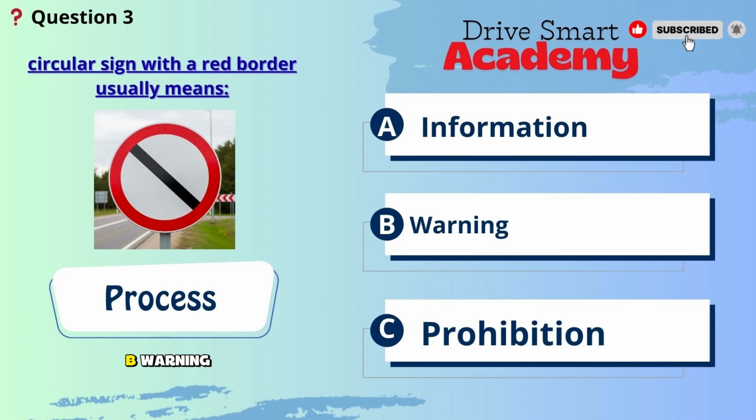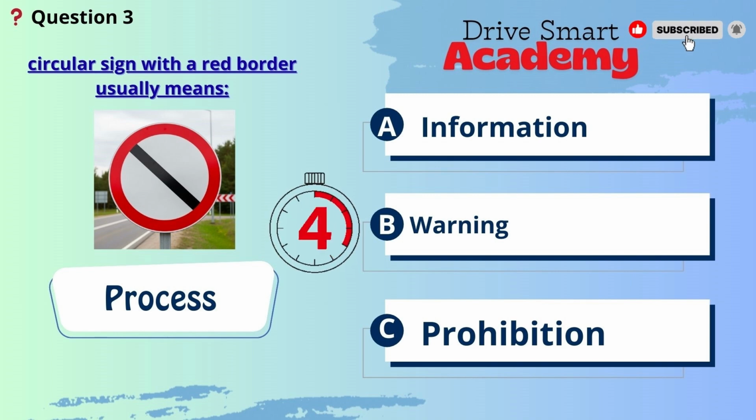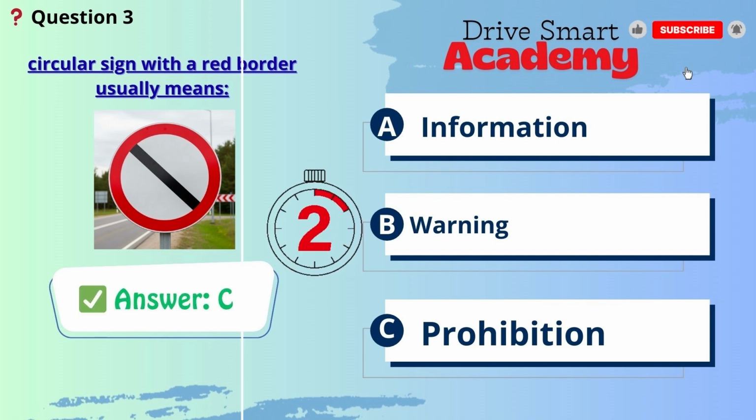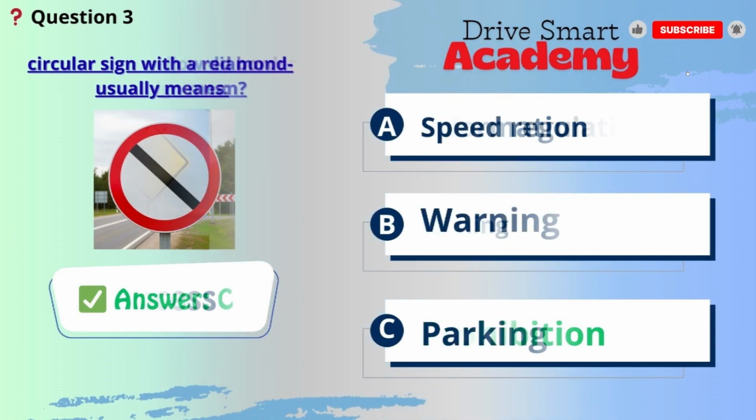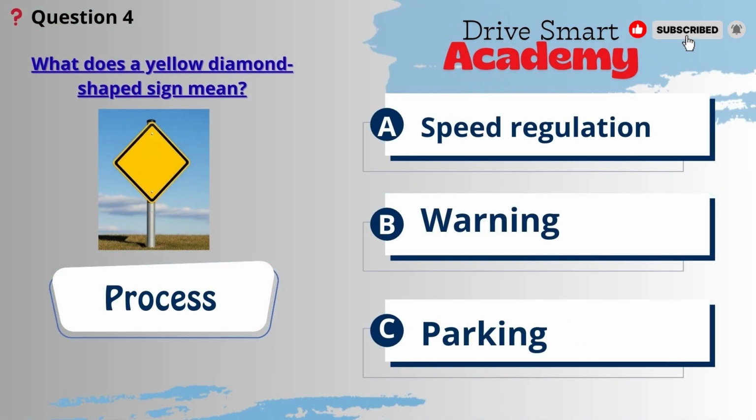Question 3. A circular sign with a red border usually means A. Information. B. Warning. C. Prohibition. The correct answer is C. Prohibition.